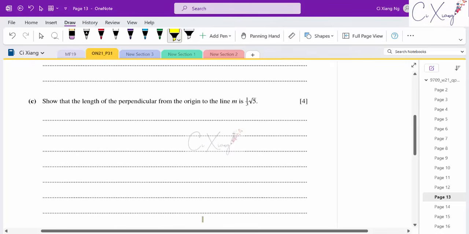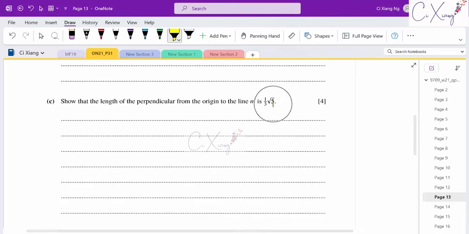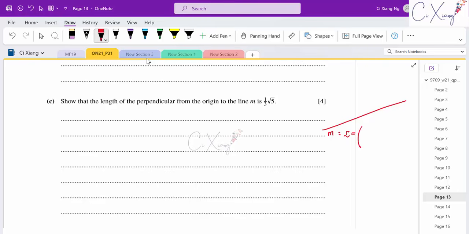Okay, so for part C, they want us to show that the length of the perpendicular from the origin to the line M is this value. So let's talk about the perpendicular distance, the length of the perpendicular. Let's say I have the line M here. This is the line M, and the line M has the vector equation, which if I write in column vector form, is the vector equation of line M given in the question just now.